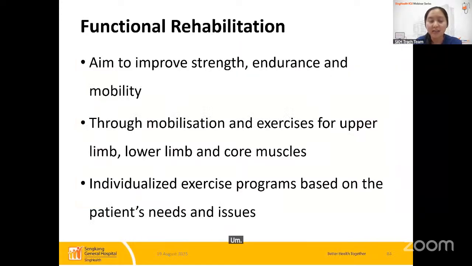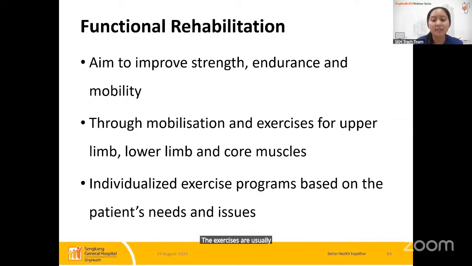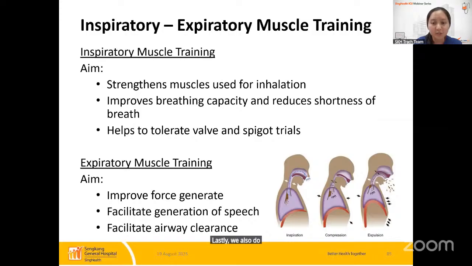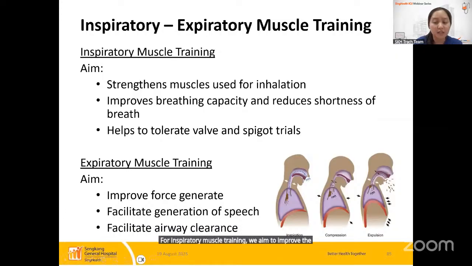On top of airway clearance, we also cover functional rehab, which aims to improve their strength, endurance, and mobility. The exercises are usually curated and tailored to the patient's needs and problems. Lastly, we also do inspiratory and expiratory muscle training, which aims to target the respiratory and breathing muscles slightly more. For inspiratory muscle training, we aim to improve the inhalation phase, which helps with improving breathing capacity and reduces the issues of shortness of breath and reduced effort tolerance.